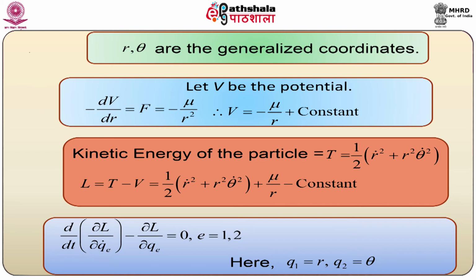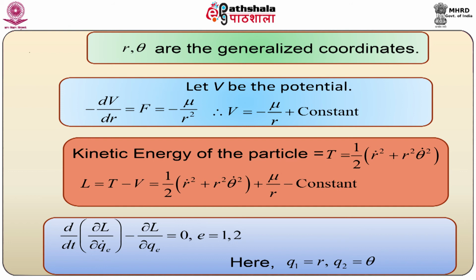Minus d/dr operated on capital V is equal to the corresponding force, which is capital F. F is given by minus mu divided by r square. Since the force is always directed towards the center of force, we have the negative sign here. The negative signs cancel each other. Therefore, integrating, we get V equal to minus mu divided by r plus a constant of integration.